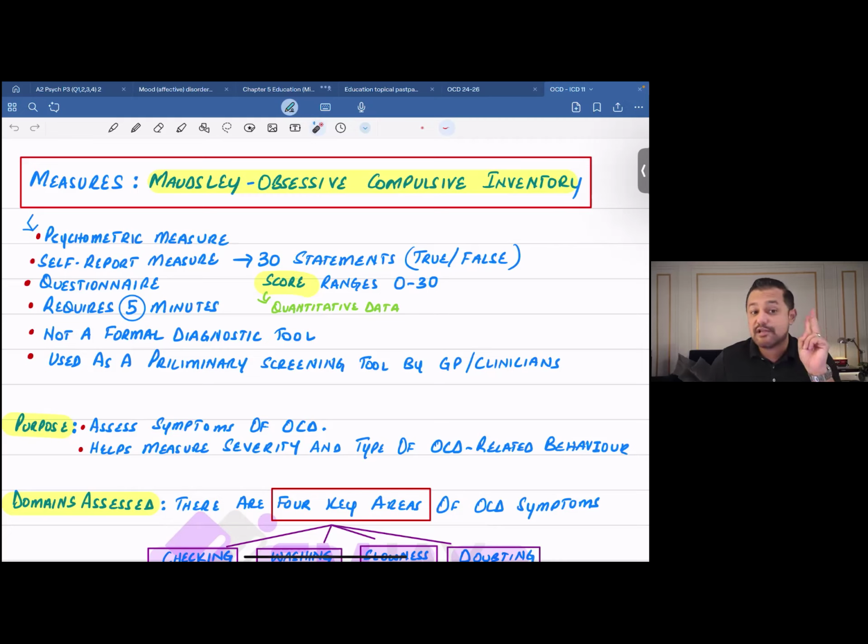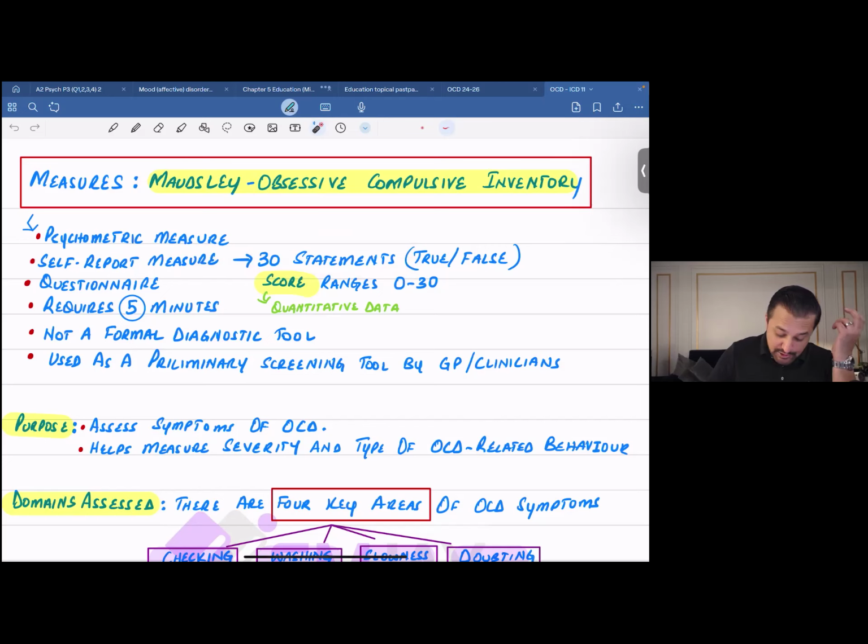Number two, it's a self-report measure. Keep that in mind. A self-report measure that has 30 statements in it, which give you an option of either opting for true or false over here. It's a questionnaire, as we're all aware. The scores over here range between 0 to 30. Because they're just 30 statements, this doesn't really take us more than 5 minutes, so that's quicker.